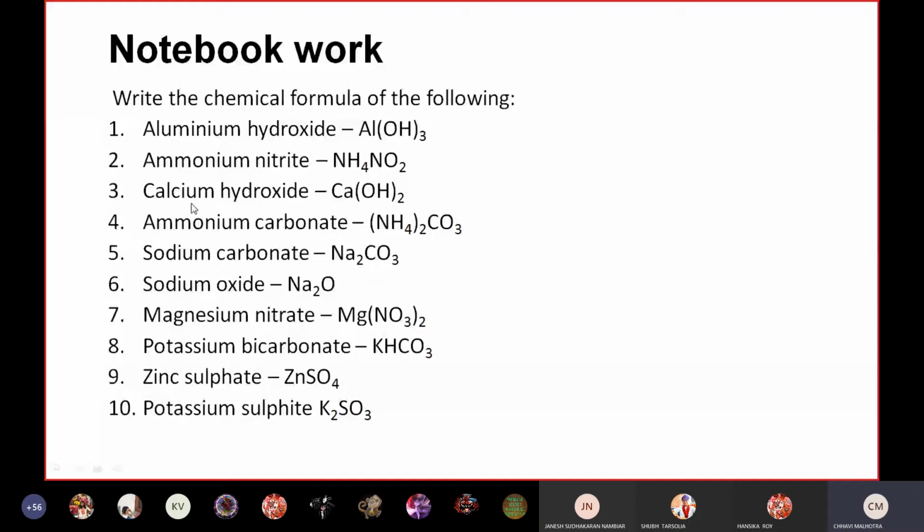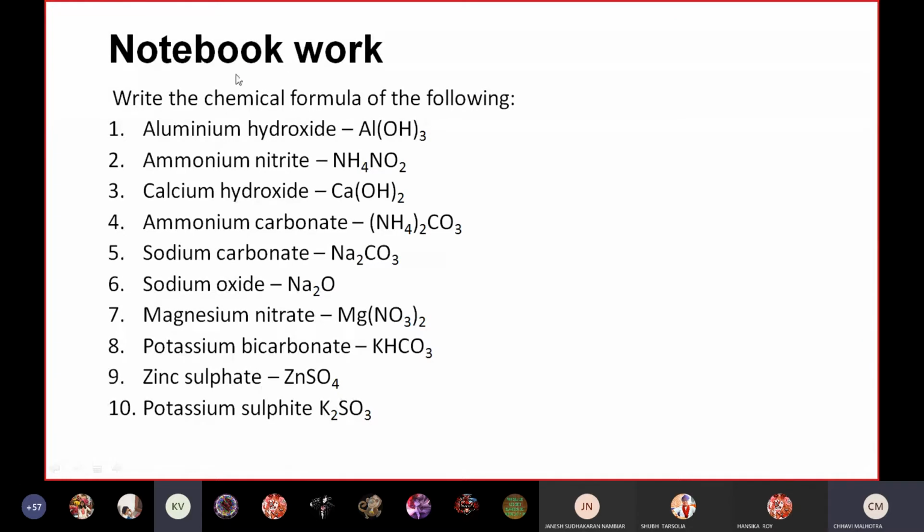Calcium hydroxide. What is the symbol for calcium? Ca. Hydroxide is OH. What is the valency of calcium? 2. Hydroxide is 1. So no common factor. Hydroxide is polyatomic, so we put it in brackets and then we crisscross. Ca(OH) whole twice.